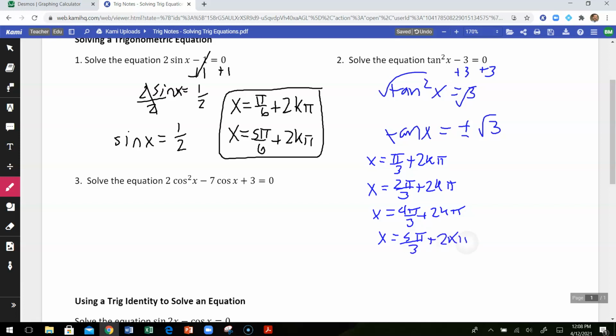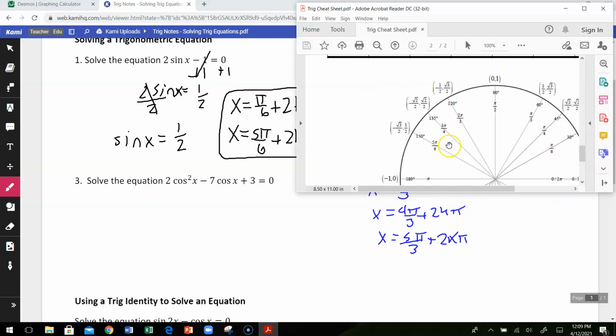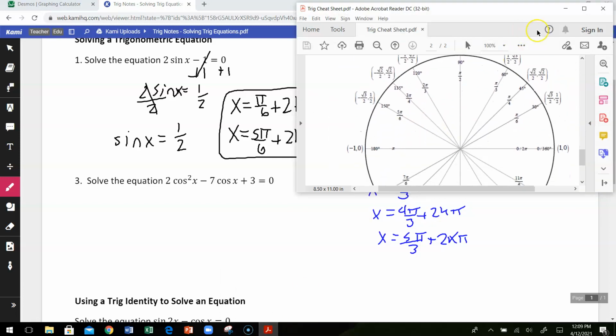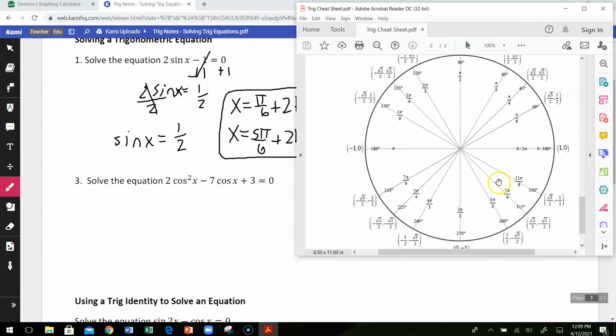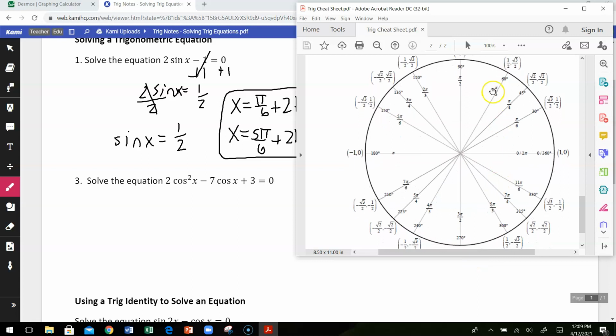Now, one thing that you can do is you can try to condense your answers. So instead of listing all of those out, I want to think about where these answers are located on the unit circle. So what I'm saying is my answer is every single one of those angles plus a full rotation. So pi over 3, 2 pi over 3, 4 pi over 3, and 5 pi over 3. All of those plus full rotations.